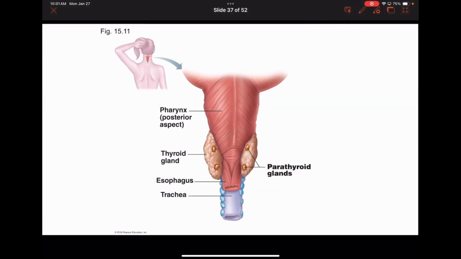Okay, so your parathyroid glands are on the back of your thyroid gland. So your thyroid gland, we said, was at the bottom of the neck, right underneath the larynx, covering the trachea. On the posterior side, though, we have 4 parathyroid glands that are going to produce parathyroid hormone.